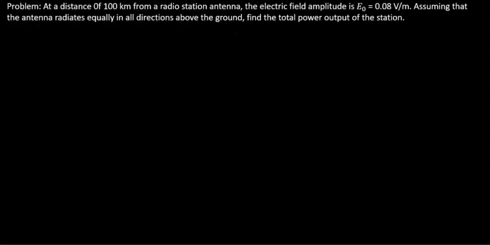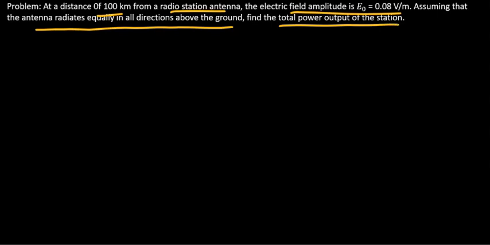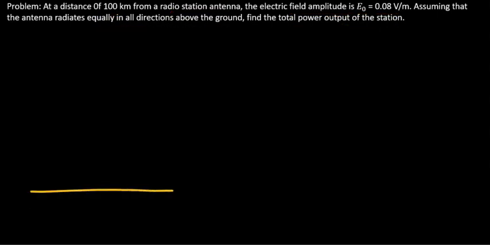Example 1. At a distance of 100 meters, 100 kilometers rather, from a radio station antenna, the electric field amplitude is 0.08 volts per meter. Assuming that the antenna radiates equally in all directions above the ground, find the total power output of that station. So that is the ground, and let's assume that the radiation emerges from there.